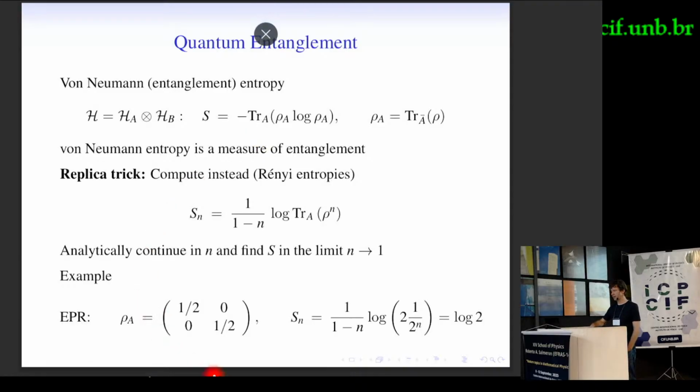And for the example of the Bell state on the previous slide, the reduced density matrix is diagonal with 1/2 on the diagonal, and if you never did this with the replica trick, it's probably a useful exercise. Just compute any power of this diagonal matrix. It's very easy, right? And then you compute log of the trace of that and take the limit n going to 1. The result will be log of 2.